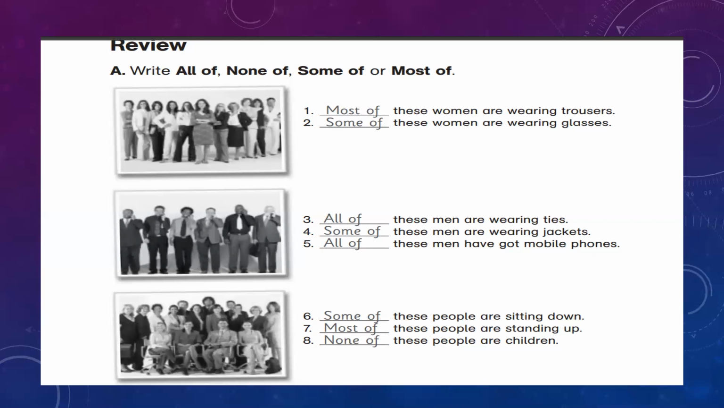Now, the last exercise is to write sentences about the students in your class using all of, none of, some of, or most of. Some ideas are given in the yellow box. This activity is left for you. You have to make sentences starting with none of, some of, most of, and you can take help from the ideas given in the yellow box. So complete this exercise yourself, and it is a test for you. Understand?